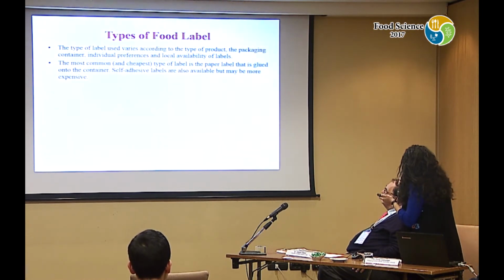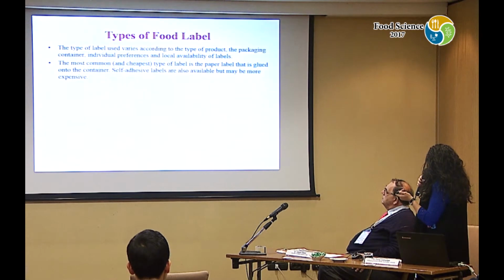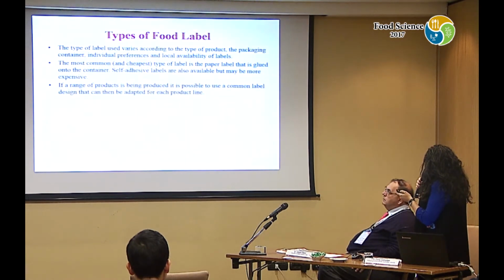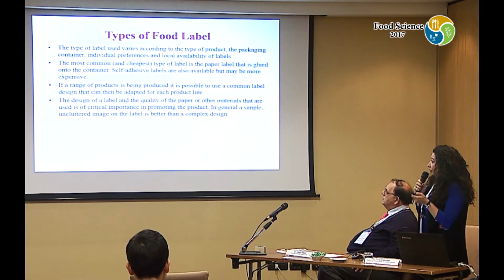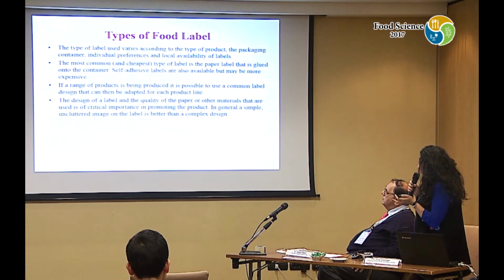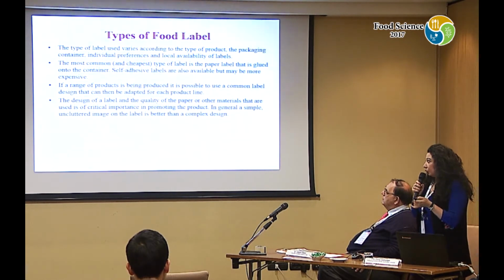The most common type of label is the paper label that is glued onto the container. Self-adhesive labels are also available but may be more expensive. And if a range of products is being produced, it's possible to use a common label design that can be adapted for each product line. The design of a label and the quality of the paper or other materials used are of very critical importance. In general, a simple, uncluttered image on the label is better than a complex design which misleads the consumer.